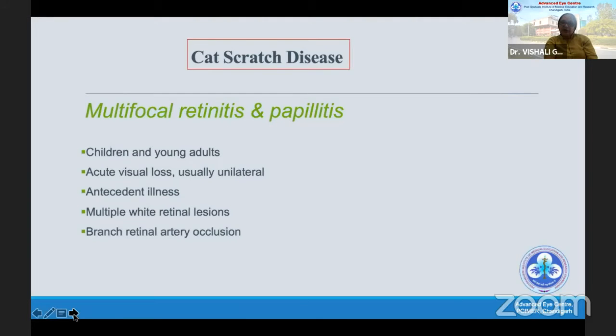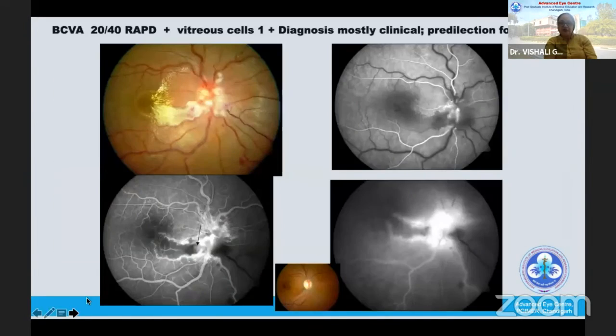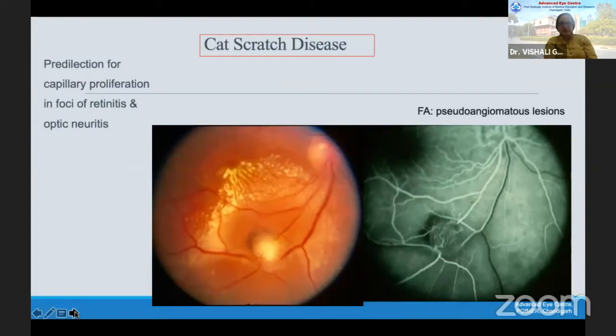So Bartonella generally affects children and young adults, with acute visual loss. Unilaterality is very common. There may be some history and you see white lesions. Very importantly, in this patient, a young girl, you may have cat scratch disease, but it's important that you may have associated vascular occlusion. So if you are seeing optic neuritis with vascular occlusions like this, and this may be progressive, another occlusion developing at another site, think of cat scratch as a possibility.